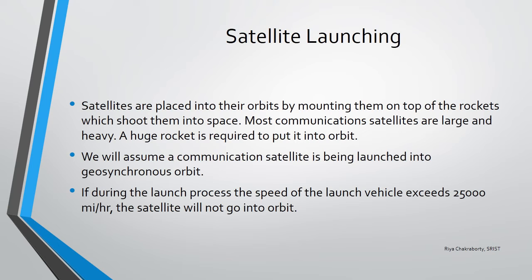The main booster rocket is ignited and lifts off. The rocket overcomes the Earth's gravitational pull and rises slowly. If during the launch process the speed of the launch vehicle exceeds 25000 miles per hour, the satellite will not go into orbit.